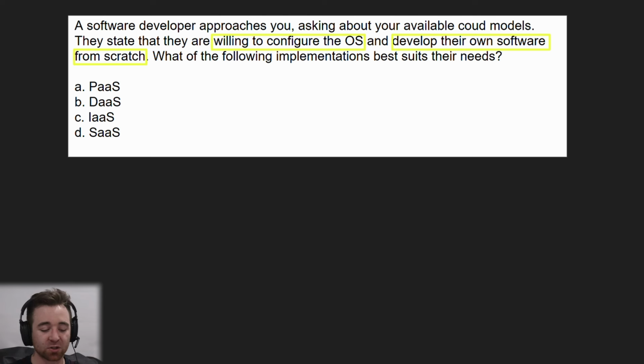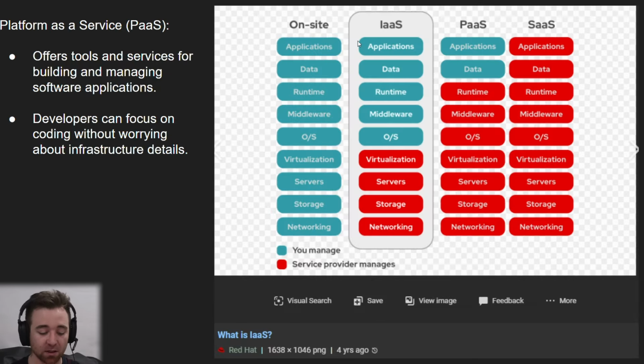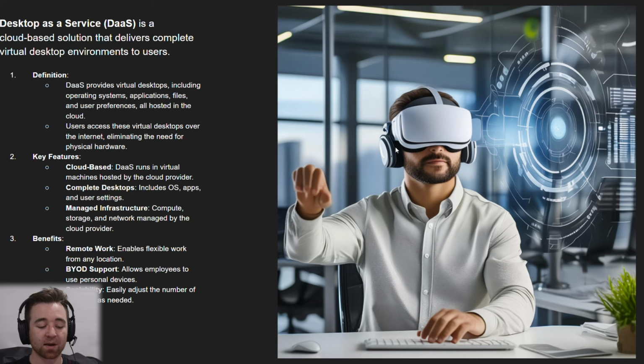So the keywords in this question that gave it away was they said they were willing to configure the OS. So they're going to install the operating system themselves and develop their own software from scratch. So they're not going to be Software as a Service because they're going to develop their own software. So that rules that out. And they're going to configure their own operating system, right? And so immediately we know the only one where you're configuring your own operating system is Infrastructure as a Service, where you get that hardware but nothing else.